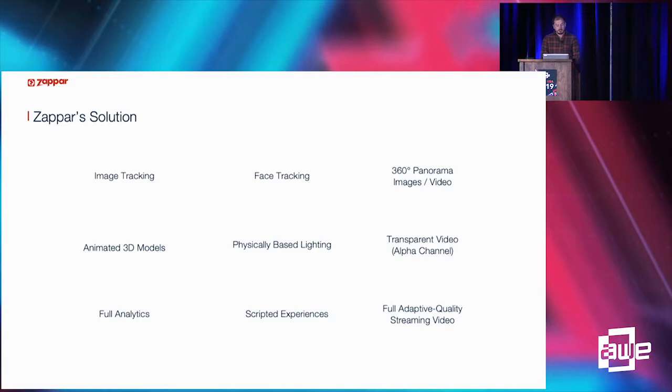Just to give you an idea of some of the features that work in our WebAR straight away: image tracking, face tracking, 360 panorama images and video that you can look around, animated 3D models including rigged characters, physically based lighting, transparent video, that's video with an alpha channel, so somebody who's been in front of a green screen or something like that, you can use that type of video. Full analytics, and with us you get first-party data for analytics. So with our custom WebAR sites, we can use your Google Analytics tag, for example, so you can see and analyze the data yourselves.